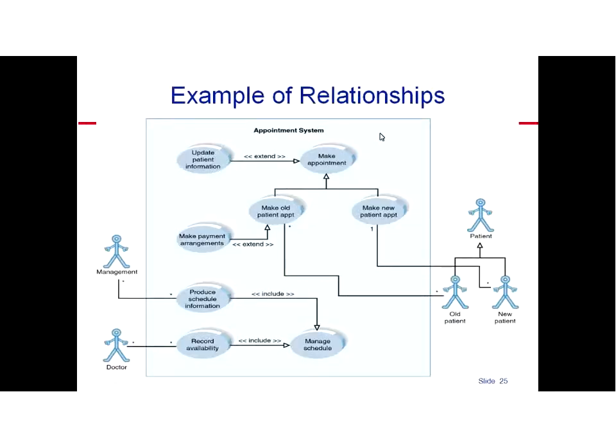For example, in this diagram, you can see that when you say make appointment use case, making an appointment can be for old patients and it can be for new patients. So this use case is a parent use case, but make old patient appointment and make new patient appointment are the child use cases, which are actually children of this parent. So we are mapping this relationship through this hollow triangle.